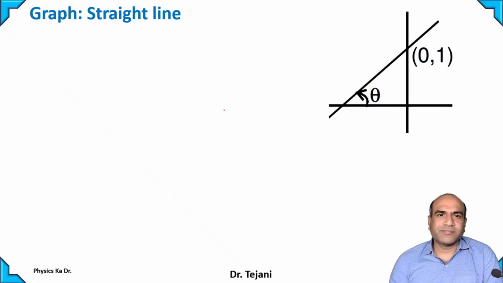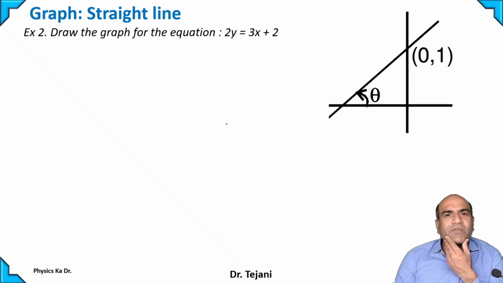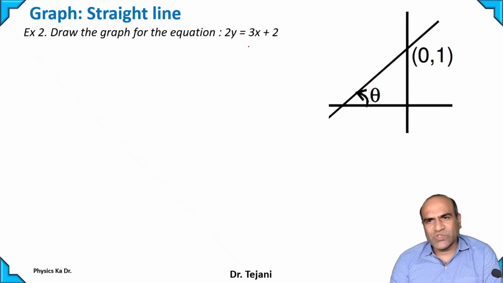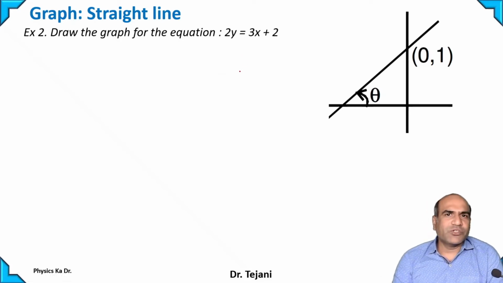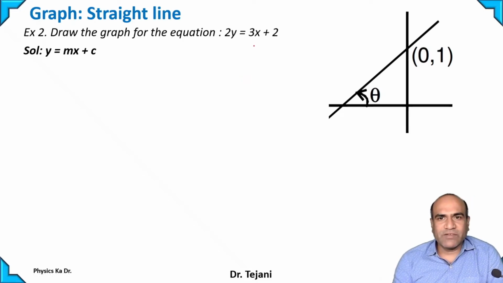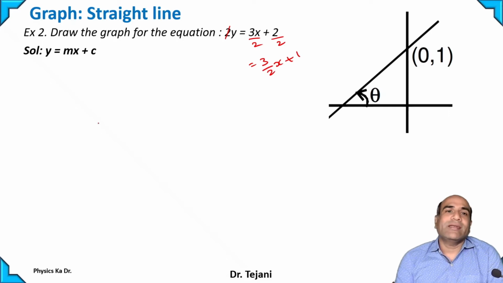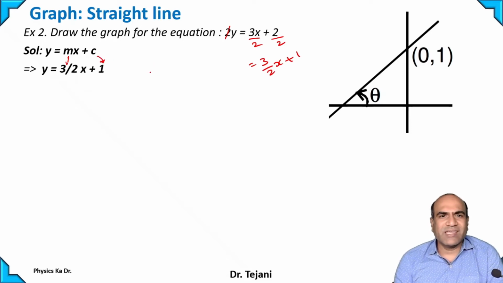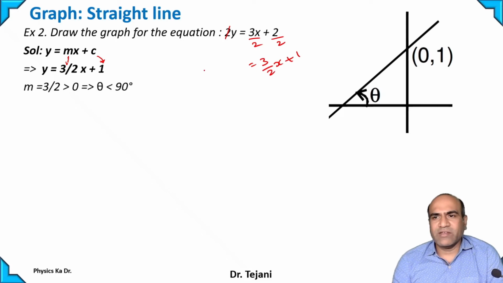Let's have one more. Draw the graph for the equation 2y plus 3x plus 2. What is the equation of a line? Y is equal to mx plus c. We need to convert this into that form, so we just divide the equation by 2. It becomes y is equal to minus 3 by 2 x minus 1. M is 3 by 2 and c is 1. From c, we can directly identify that the line is going to cut the y axis at position 0, comma 1.